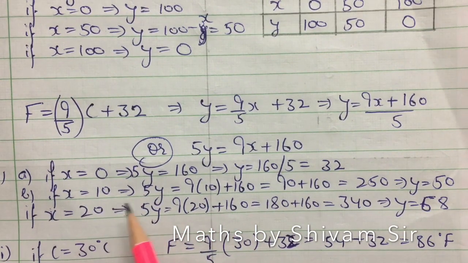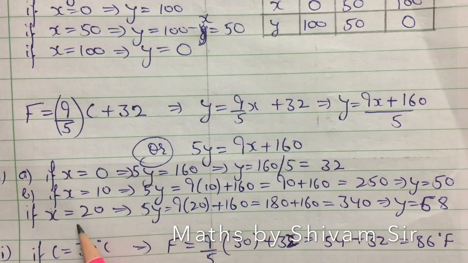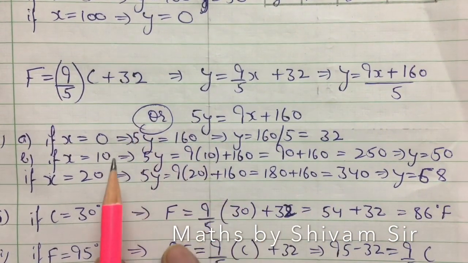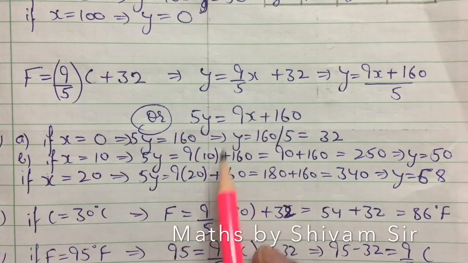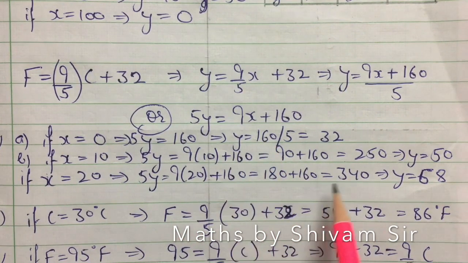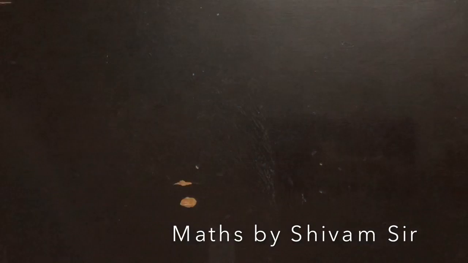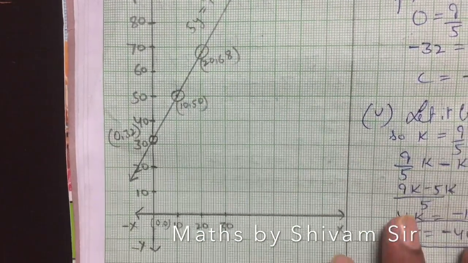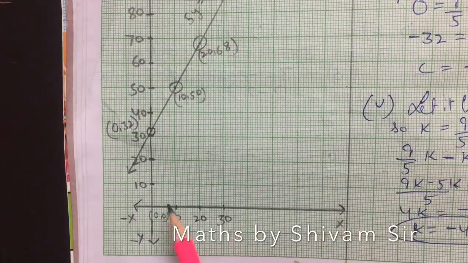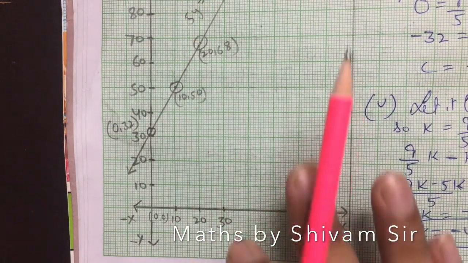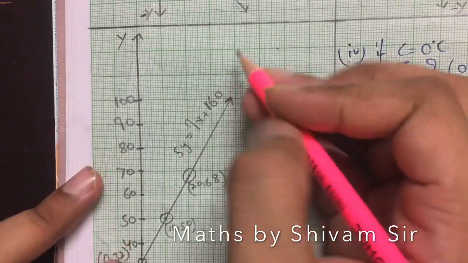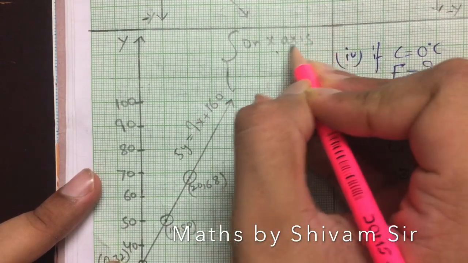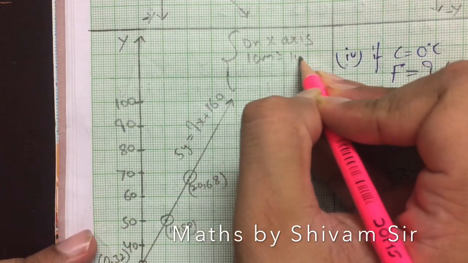If x is 10, y is equal to 50. If x is 20, y is equal to 68. Just write down this information in tabular form and draw its graph. Here I have done it. First mark the coordinate axes, plus x, plus y, minus x, minus y, then scale. On the x-axis, 1 centimeter is equal to 10 units.